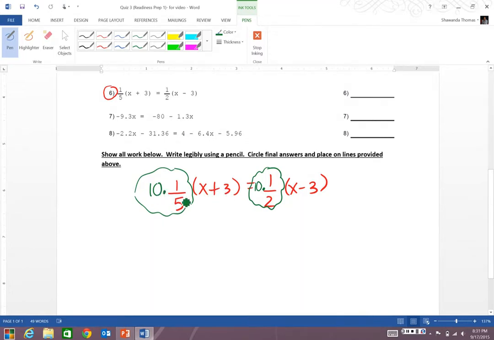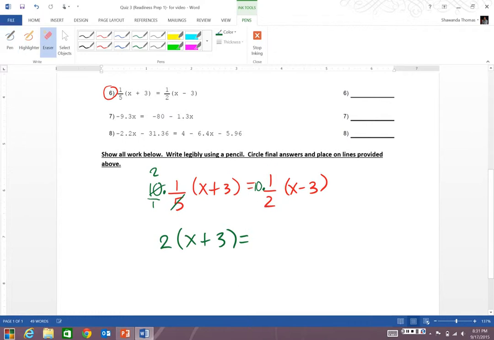So what is 10 times 1/5, or 1/5 of 10? If you put a 1 here, you can see that 5 goes into 10 2 times. So you have 2 times x plus 3 equals. And on the right side, you have 10 over 1. So 2 goes into 10 5 times. 5 times 1 is 5. So 5 times x minus 3 is remaining. So we got rid of fractions by multiplying by the LCD.